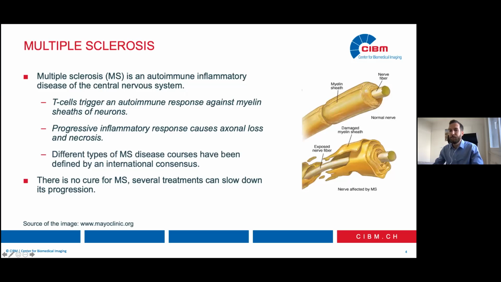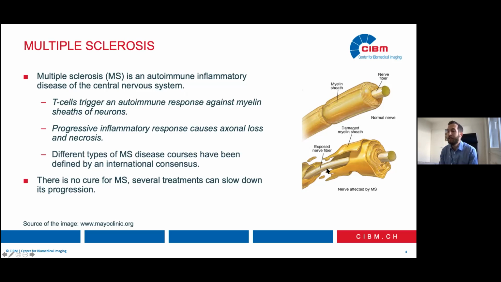So multiple sclerosis is a potentially disabling autoimmune inflammatory disease which affects the brain and the spinal cord. Its process is initiated by T cells, which trigger an autoimmune response against the myelin sheaths of neurons. This causes a progressive inflammatory response, which ends up in an axonal loss or even necrosis. Here on the right-hand side, we can see an example of a nerve which is affected by MS, and the myelin sheath is clearly damaged.